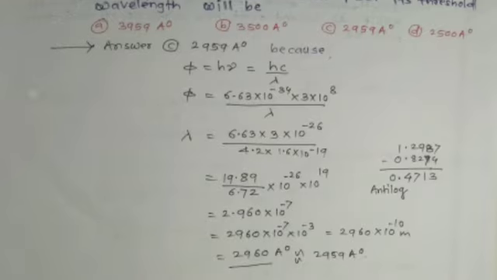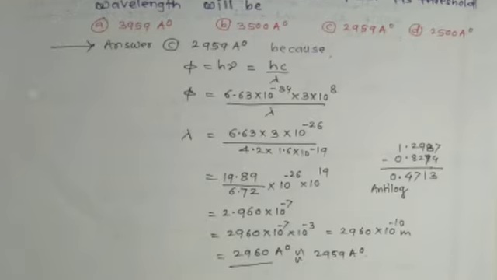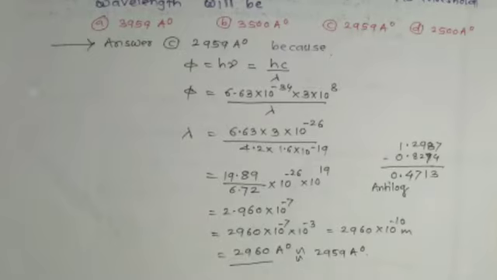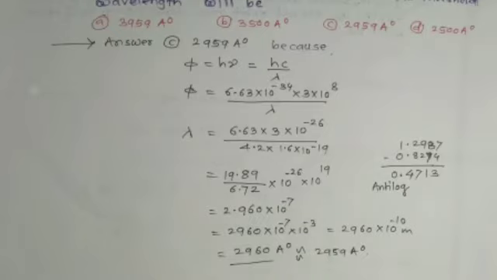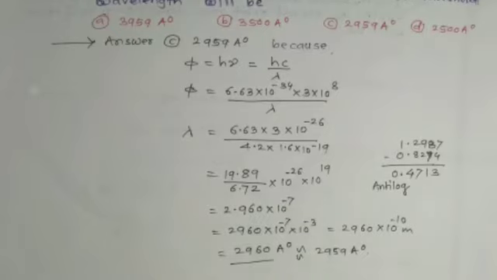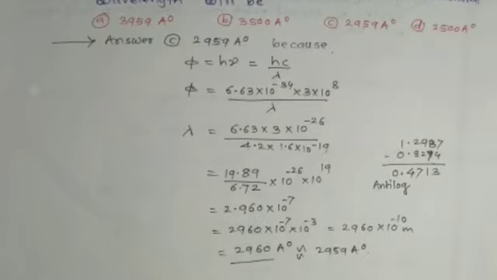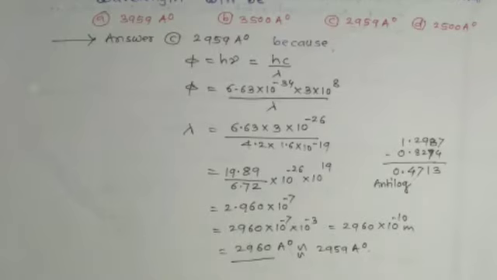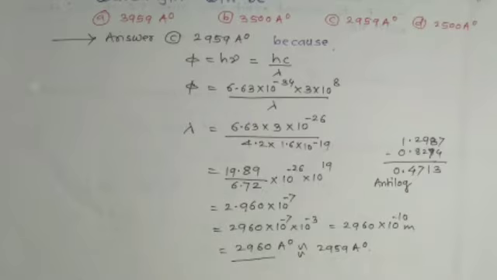And if we substitute, your answer will be 2.960 into 10 raised to minus 7 meter. And therefore, the answer is approximately 2959 angstrom unit. So the answer will be 2959 angstrom unit.